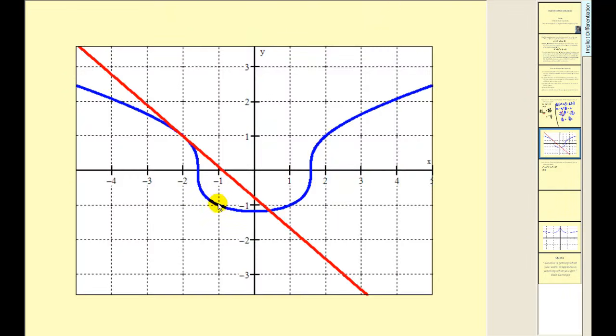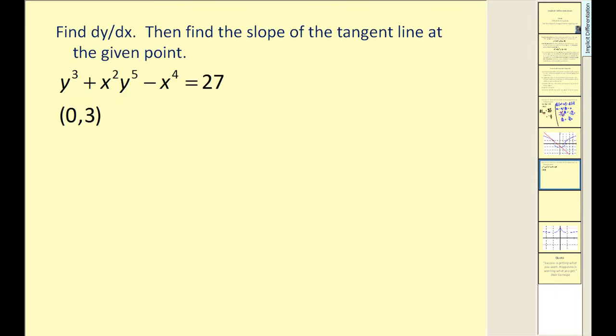One thing we'll notice is when we graph implicit equations, we often get very interesting graphs. Here's our point of tangency, negative 2, 1, and we can see a slope. Well, the slope was negative 8/9, which is almost negative 1, and we can see the slope does look very close to negative 1. Let's try one more. First step, we need to find dy dx. So we need to find the derivative with respect to x on both sides.